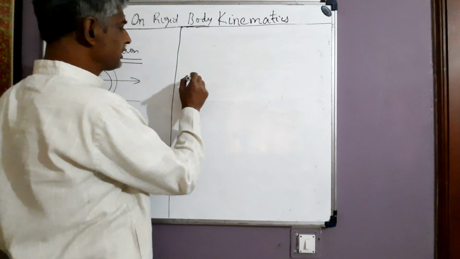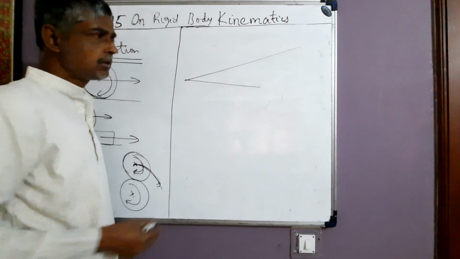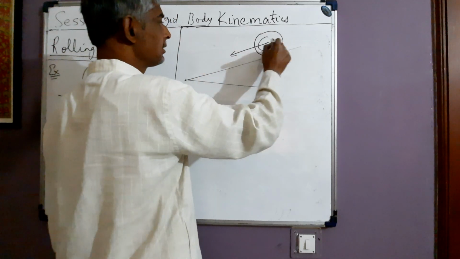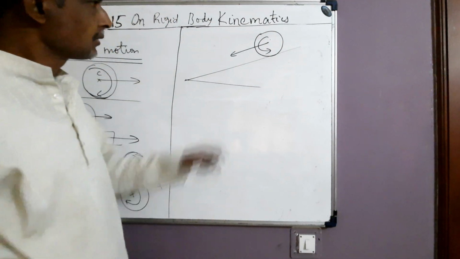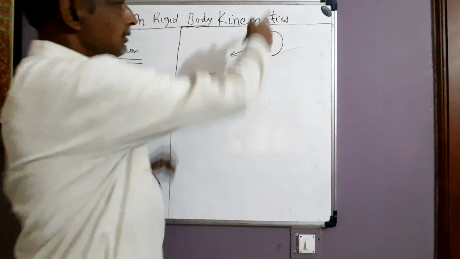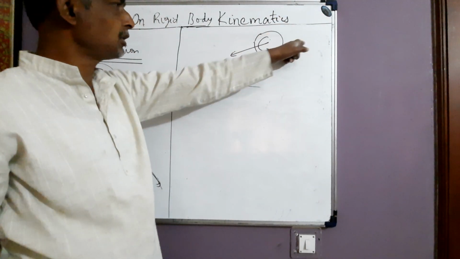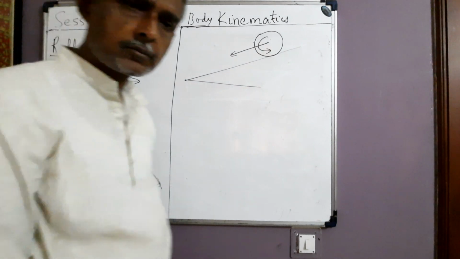Other examples also we can take. For example, this is an inclined plane, and a drum is moving like this. The drum is undergoing rolling motion over the inclined surface. Its center is moving downward and it is rotating. This wheel is undergoing rolling over this inclined plane. So these are all examples of rolling motions.